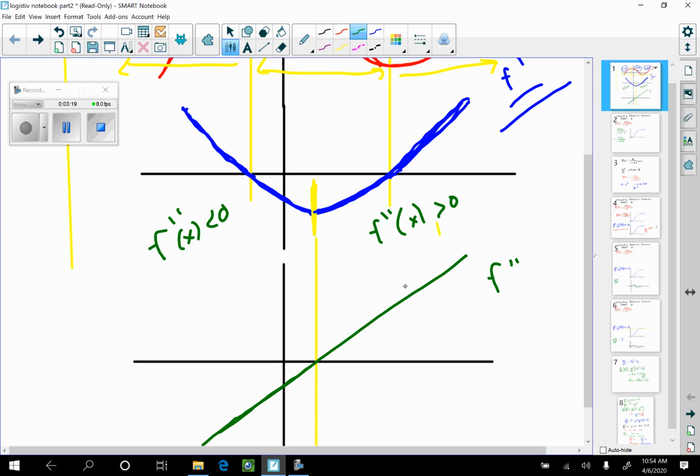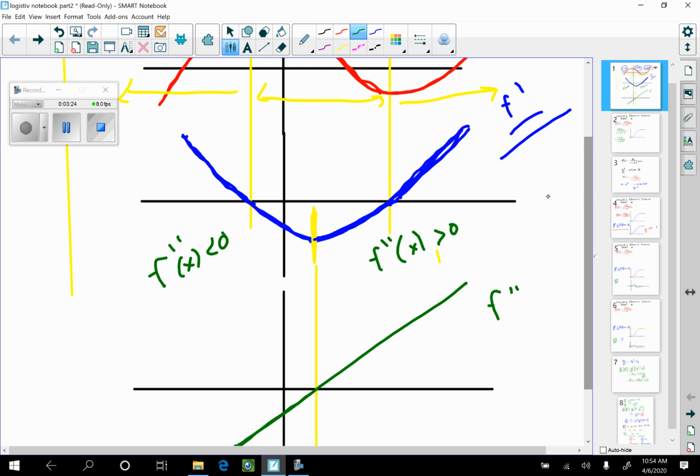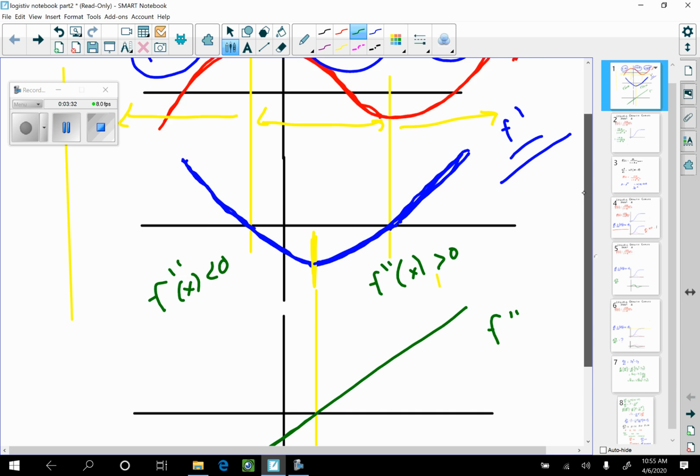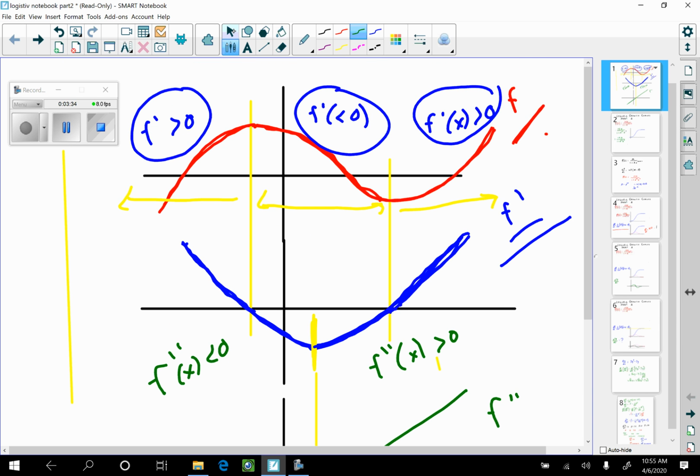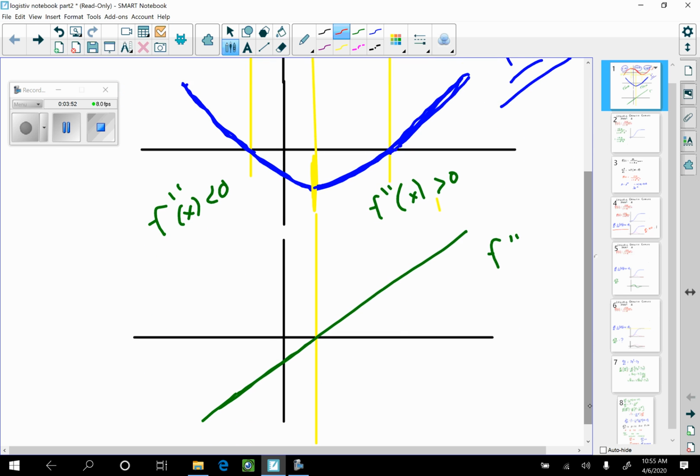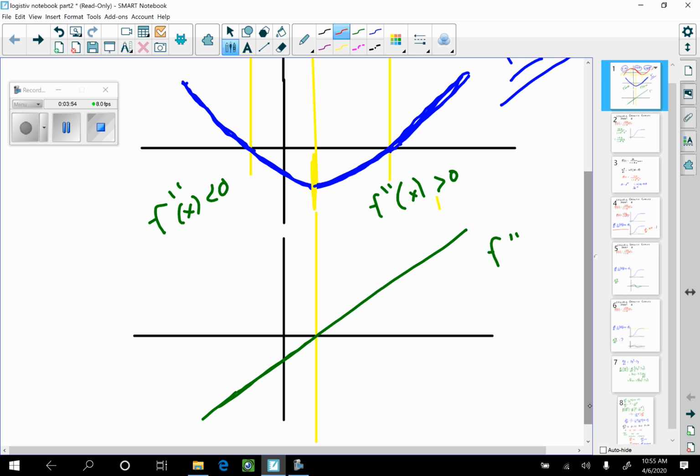And the one connection that I'm going to make between the graph of F prime here and the graph of F double prime is this minimum point of F prime. We call this the inflection point of the particular graph. That's where this graph here, the original F, has an inflection point, because it's where it changes from concave up to concave down. And I'm going to look at these three aspects when I start talking about this logistic model.